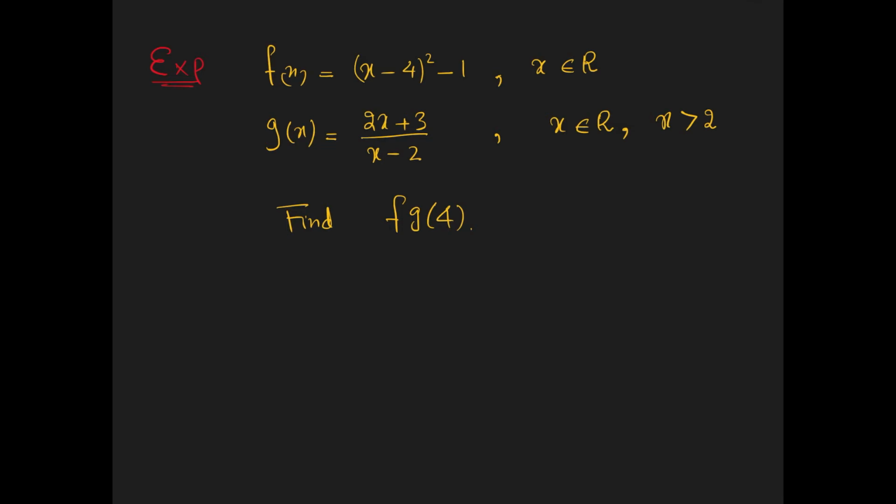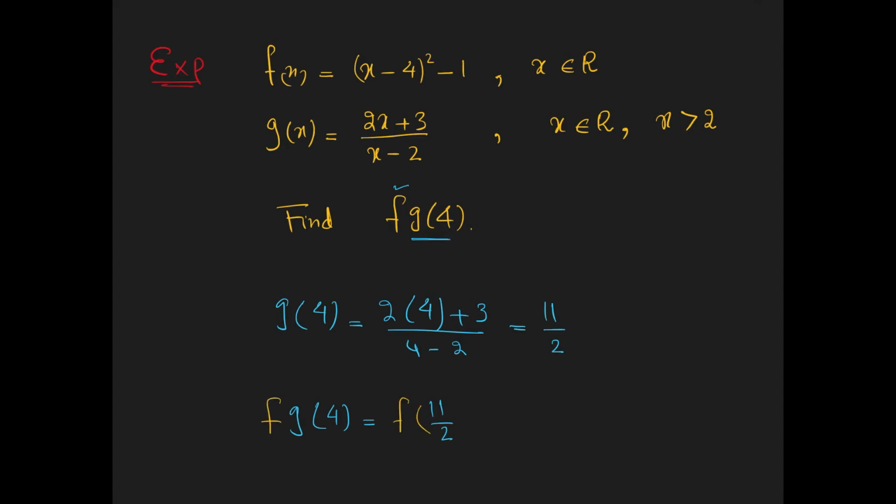So clearly, first of all, we will apply the function g on 4, and whatever our result is, we will apply then f onto that. So g of 4 is equal to, we replace x by 4, (2 into 4 plus 3) over (4 minus 2), which gives you 8 plus 3, 11, 11 over 2. This is g of 4. Now g of 4 is 11 over 2, and now we need to apply f onto that.